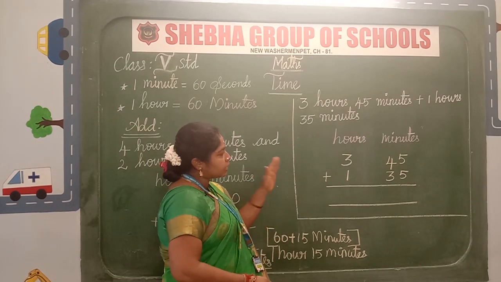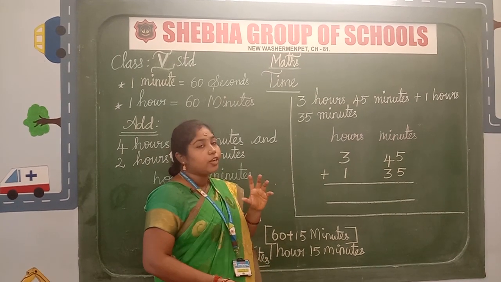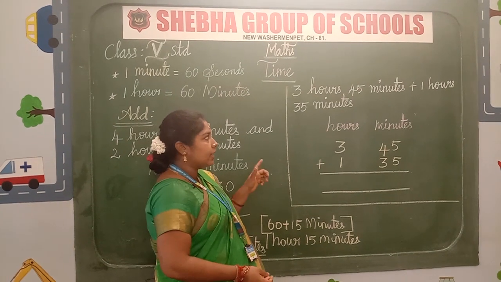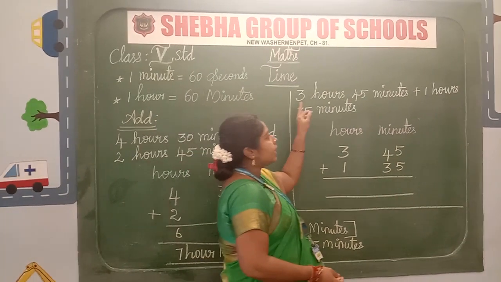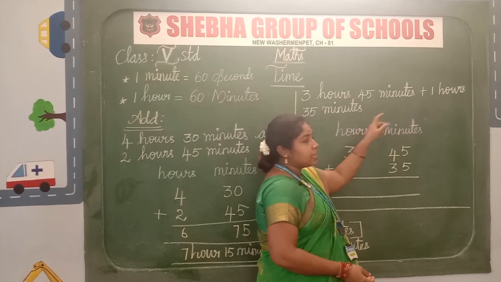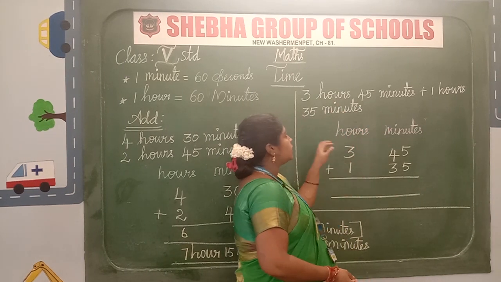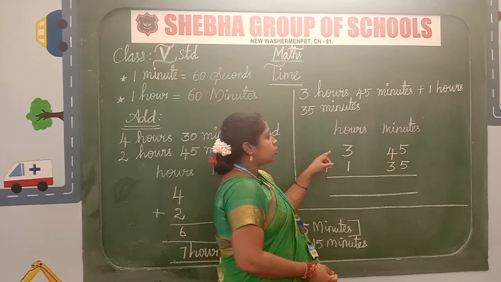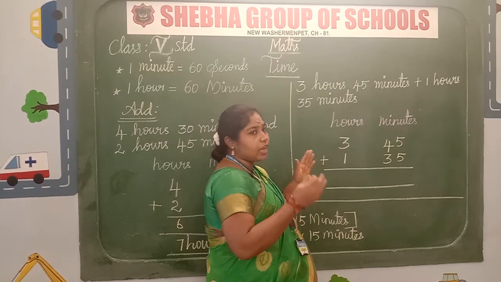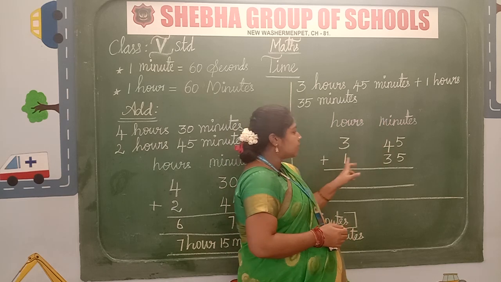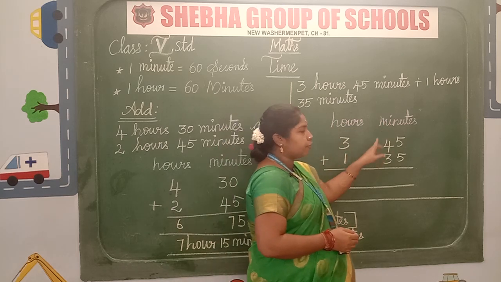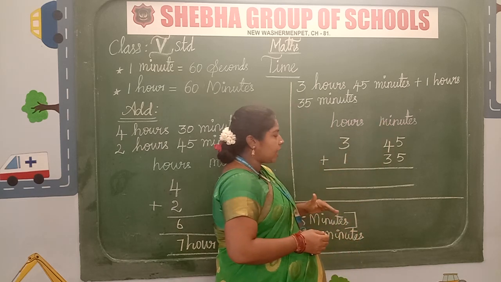Students, let me explain another sum so that you can observe it clearly and know how to do this sum. The next sum is 3 hours 45 minutes plus 1 hour 35 minutes. So children, here I have written hours and minutes separately. 3 hours 45 minutes plus 1 hour 35 minutes. Now let me add this.